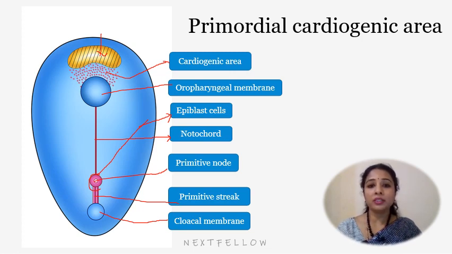Once the cells are established in the cardiogenic area, the underlying pharyngeal endoderm induces these cells to differentiate as myoblasts and blood islands. So the underlying pharyngeal endoderm, which is near the cardiogenic area, that is this area. So here the cells will differentiate to form myoblast cells which form the heart endothelium, and also the blood islands that will form the blood vessels and blood. So myoblasts will form the blood vessels, and blood is from the blood islands.